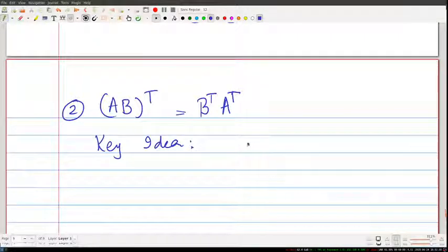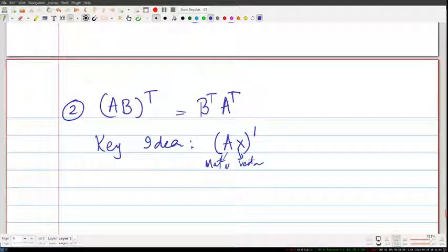The key idea is the following: if I take A X, right, so let's say A is some n by n matrix, and X is some vector.